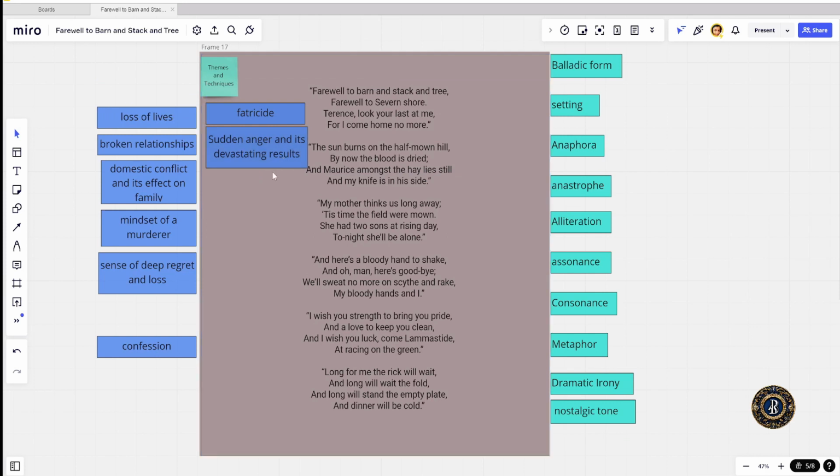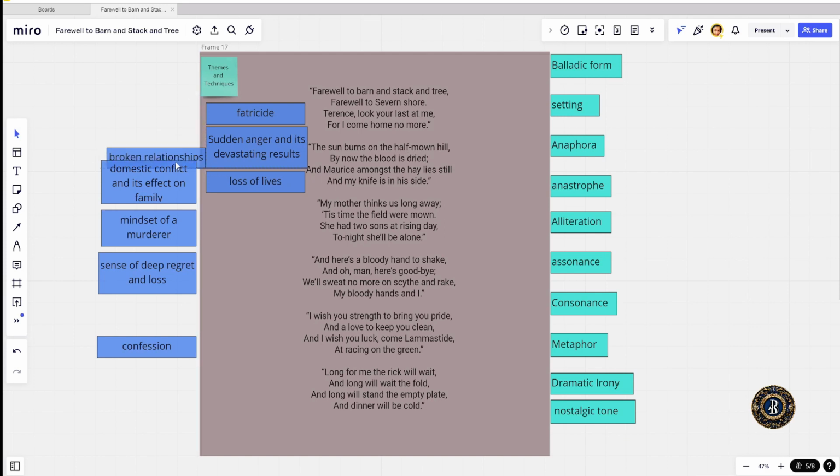The speaker kills his own brother due to sudden anger, uncontrollable anger, sudden impulse. Remember, it's not a premeditated act or premeditated murder. And because of his anger, the other brother lost his life. So it's about the loss of lives, and he could not fully spend his life, and it is symbolized by the phrase half moon hill.